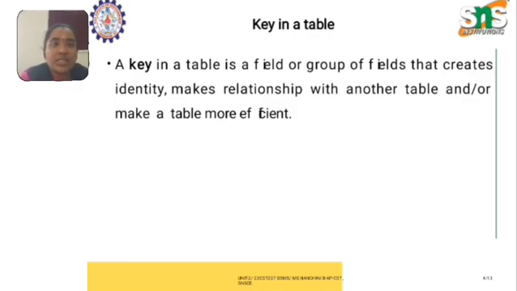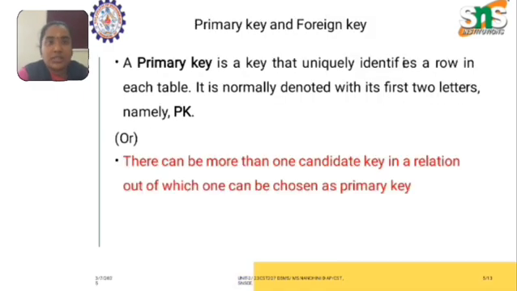Keys in a table. A key in a data table is a field or group of fields that creates identity, makes a relationship with another table, and or makes a table more effective. If there are two tables, they must find a relationship between those two tables. First one is the primary key and the foreign key.